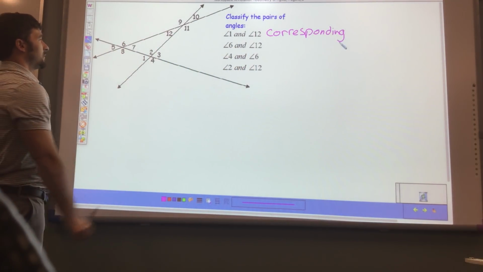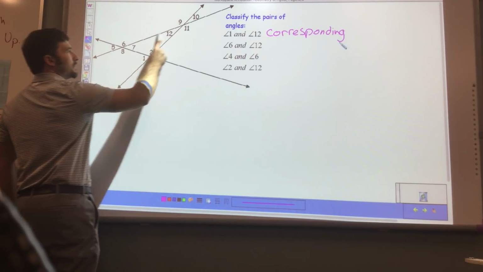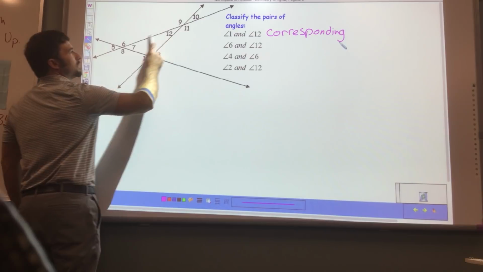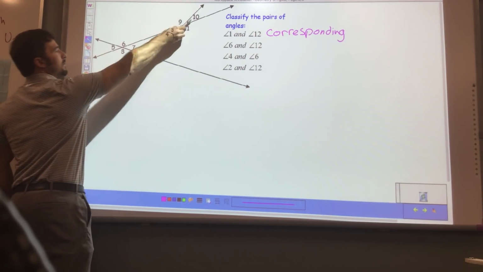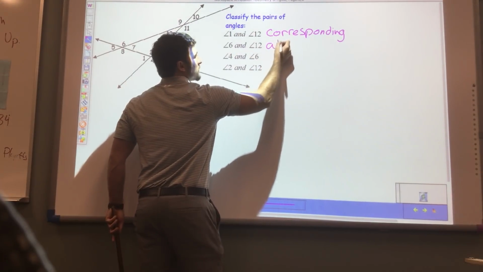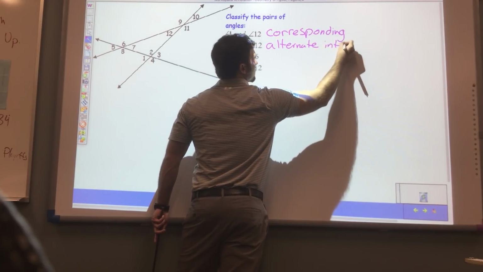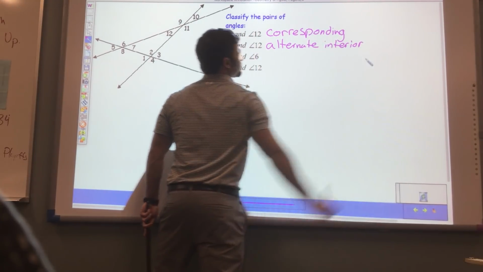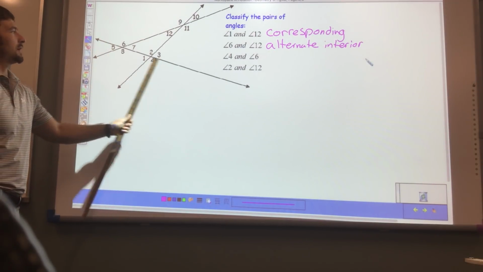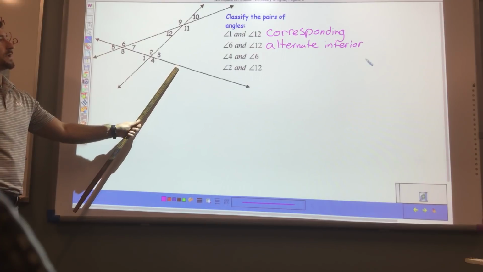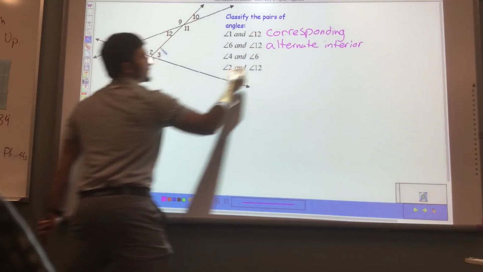6 and 12. So here's our transversal right here. It's the one that they're both touching. They're on alternate sides, and they're on the interior of those two. So alternate interior. 4 and 6. So they both touch this line. 4 and 6 are on alternate sides of that line, and they're on the exterior of those two.